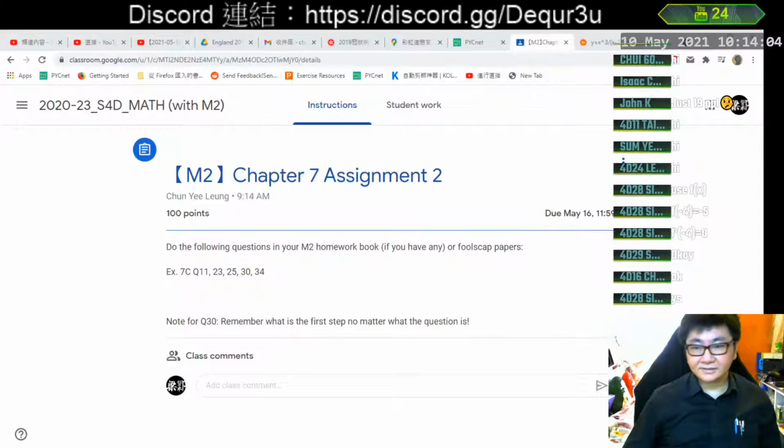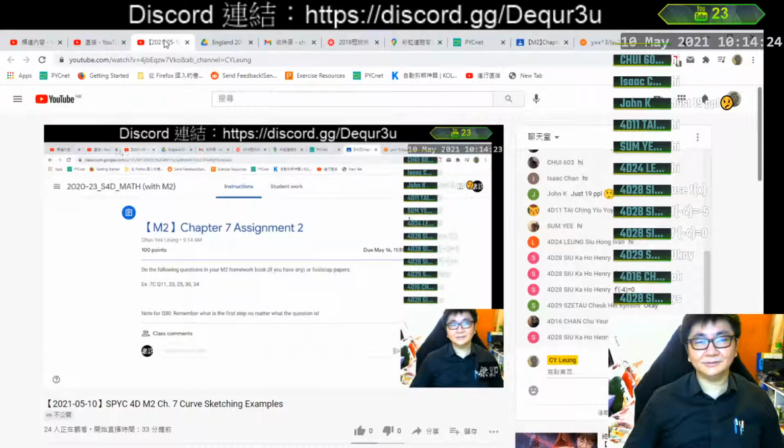On the screen, you can see the assignments for M2 Chapter 7, the second one, which is the one I just described. Those are a few questions, altogether 5. But although they are only 5, they are not few. Especially there are some curve sketching questions. Therefore, reserve some time and do the work.